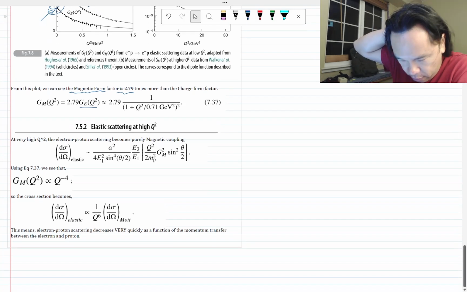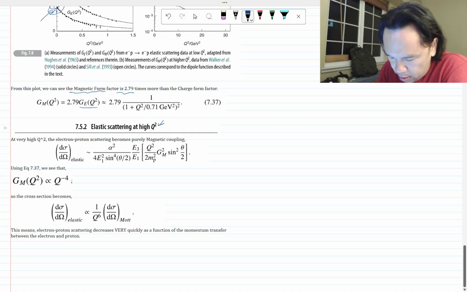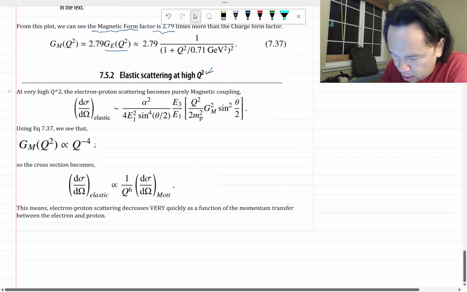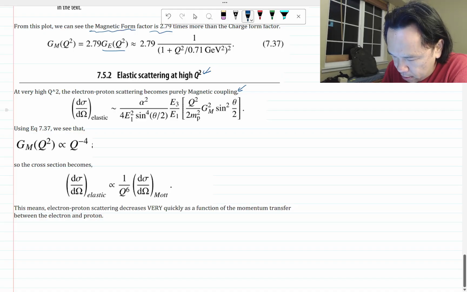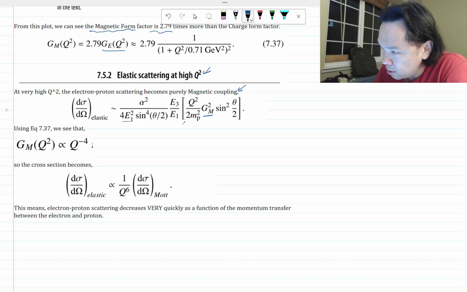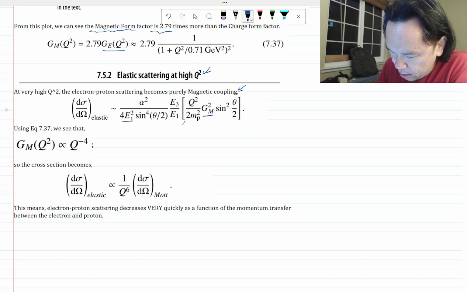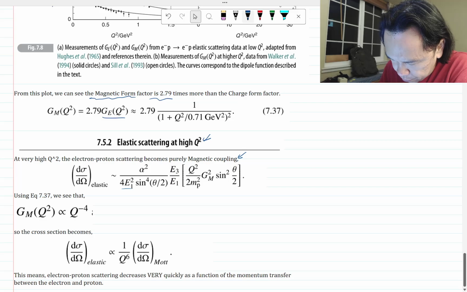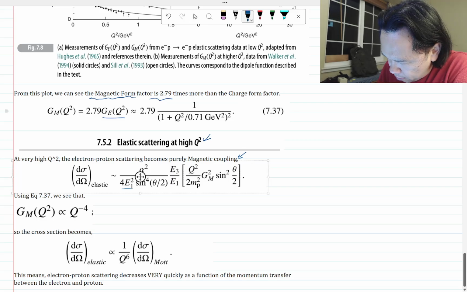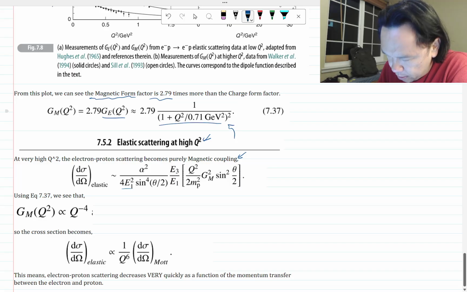So at very, very high Q squared, the electron proton scattering basically becomes a purely magnetic coupling. In that case, you only have the magnetic part, and you kind of skip the cosine squared theta part. What we can do is simplify this formula slightly. If we go back up to here, let's go up to this formula here.